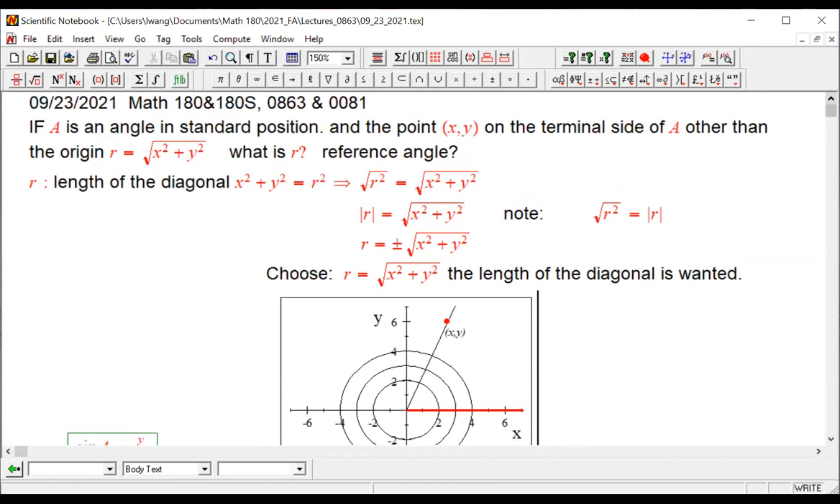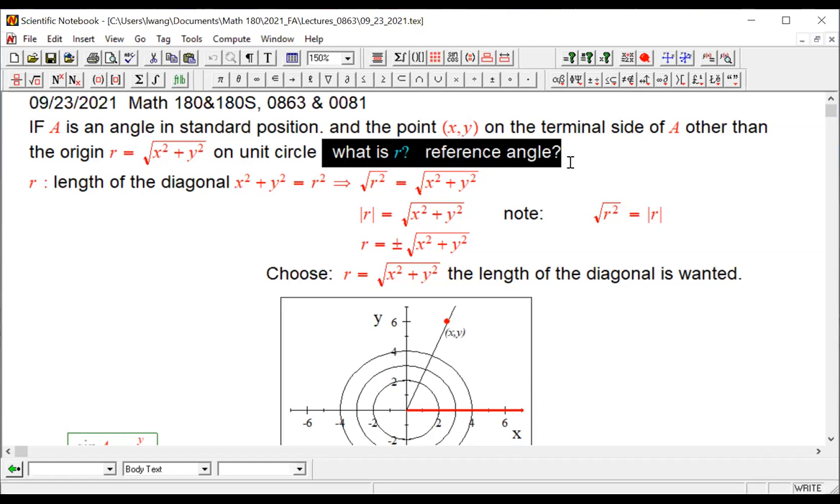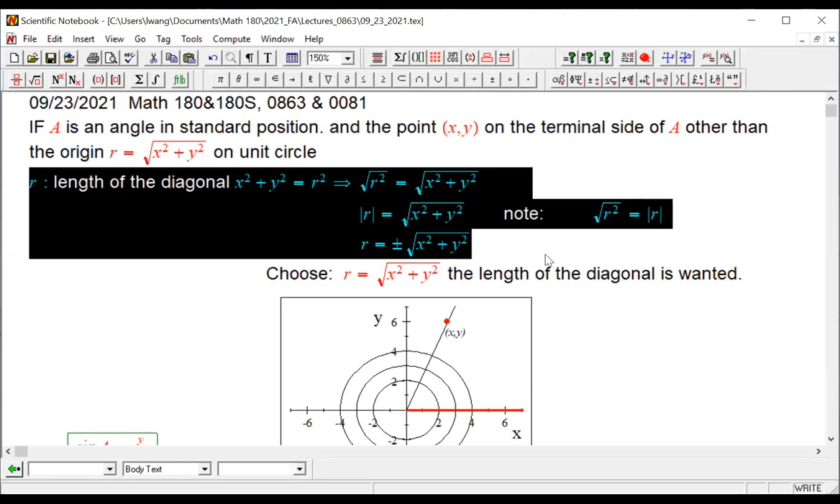Let's see what happens if we choose the unit circle. We still follow the definition. And this time we make x, y a point on the terminal side, other than the origin, but on the unit circle. Okay, then in this case, what is R? What is R? R would be equal to what?